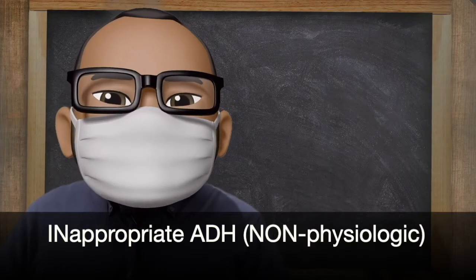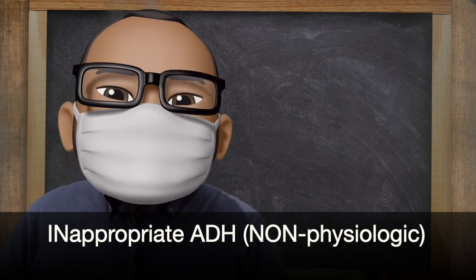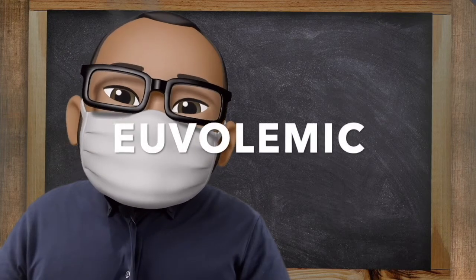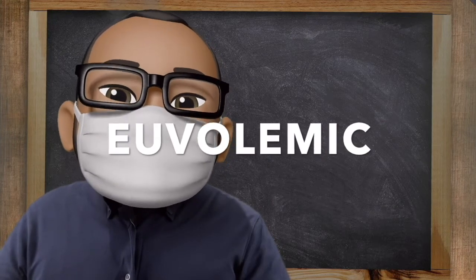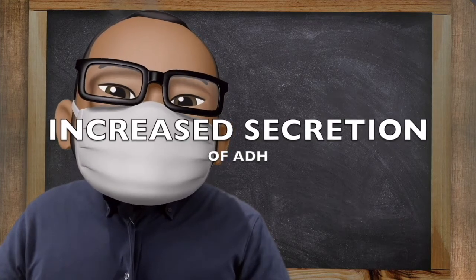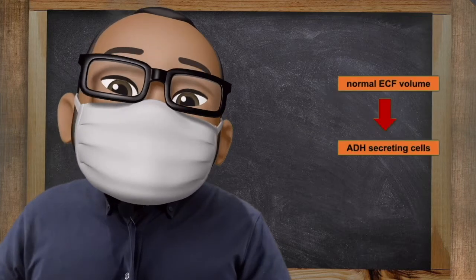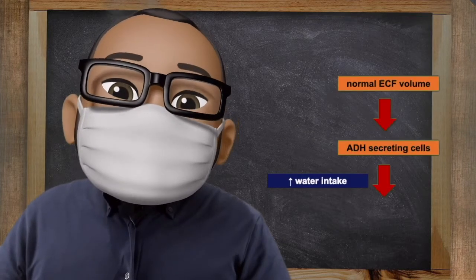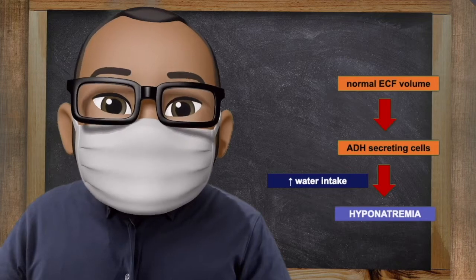Now, what about these inappropriately secreting antidiuretic hormone cells? Okay, it is usually normovolemic, or they have a normal blood volume. However, these cells secrete an ADH-like substance, such that with increased water intake, it will lead to your hyponatremia.